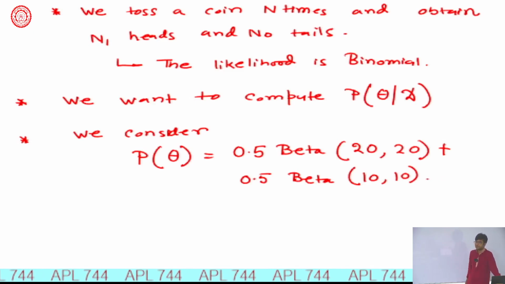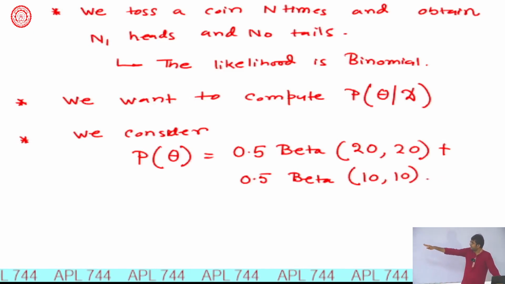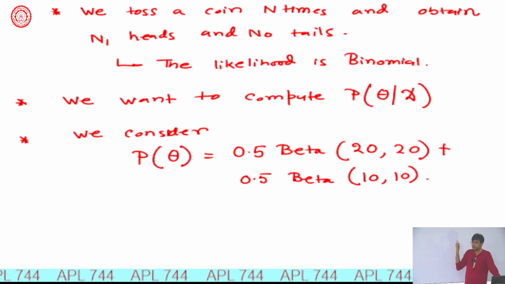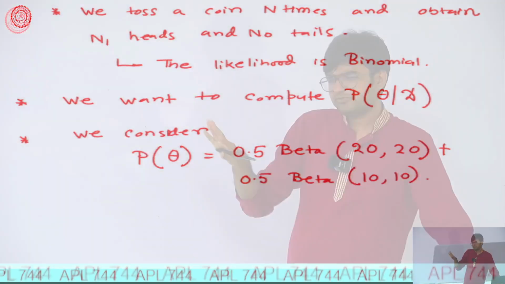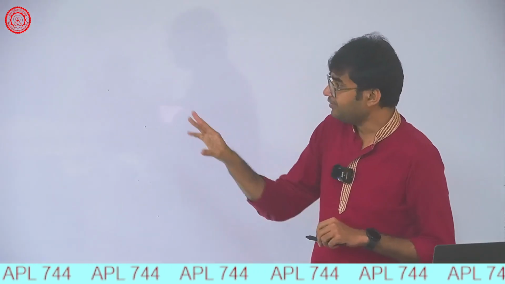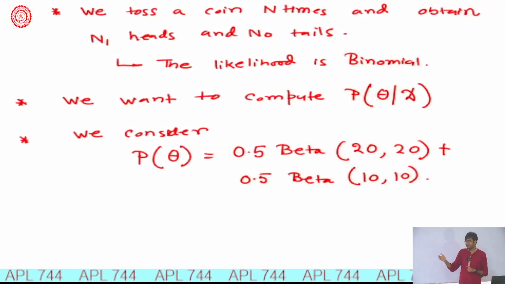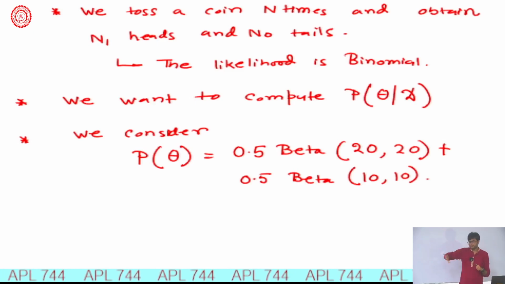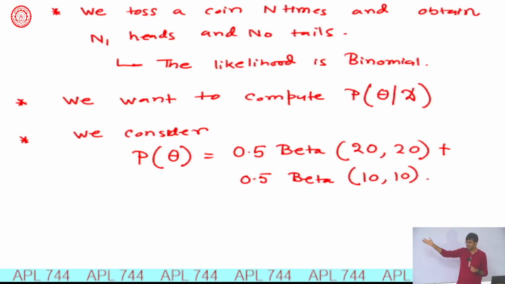Okay. And if you remember, I said that one of these components corresponds, in a soft manner, to the coin being unbiased. So, it will peak around 0.5 and be symmetric. The other one corresponds to the coin being biased towards heads. So, the mean will be around 0.85 or something like that.